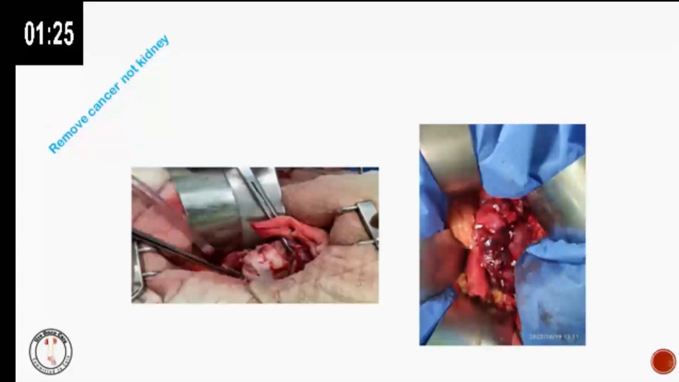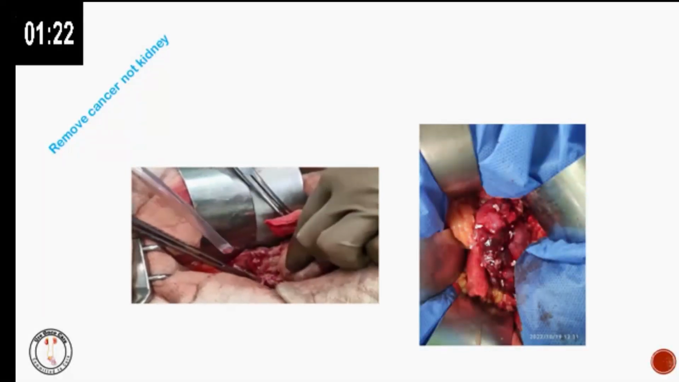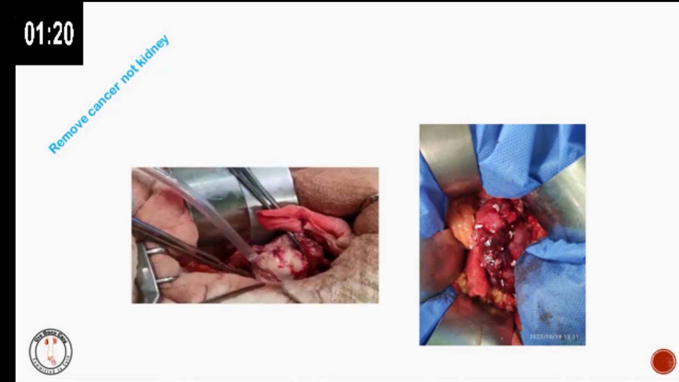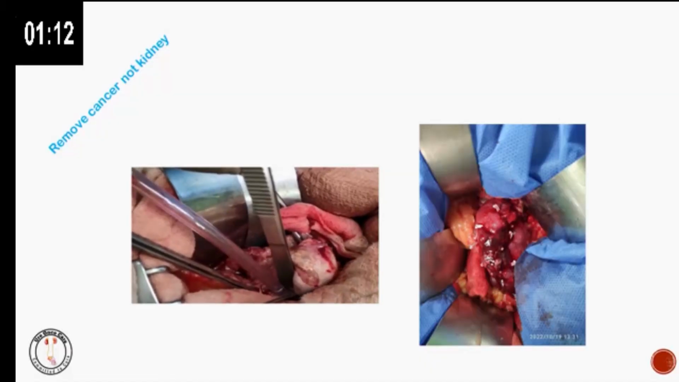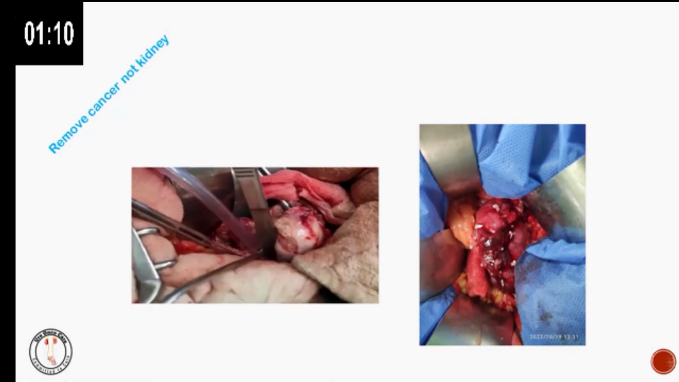The video is not running here. But you can see the kidney was bisected and the tumor inside, and we can see the dissection around the tumor, and the tumor was taken out.